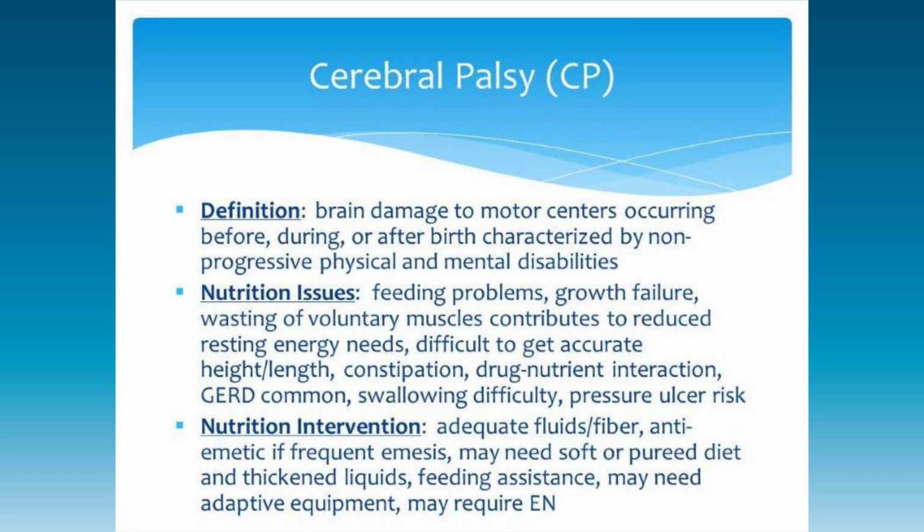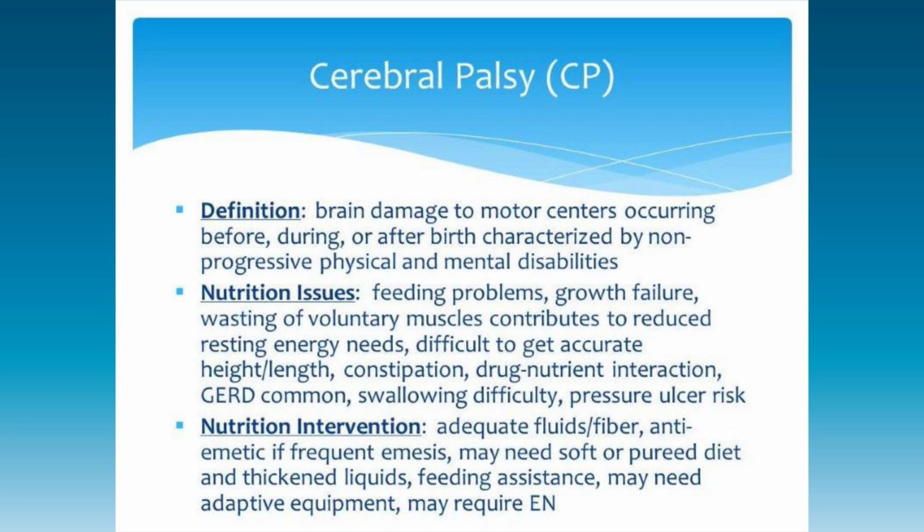And this is another one. It can be very mild. You can have someone with very mild CP and they might not have really any issues. And it can be very severe to someone that's on a feeding tube and wheelchair bound. So it can range. They may have feeding problems, growth failure, wasting of muscle. Might be difficult to get a height and length on these patients too. Again, if they're wheelchair bound, you might have to do arm span.